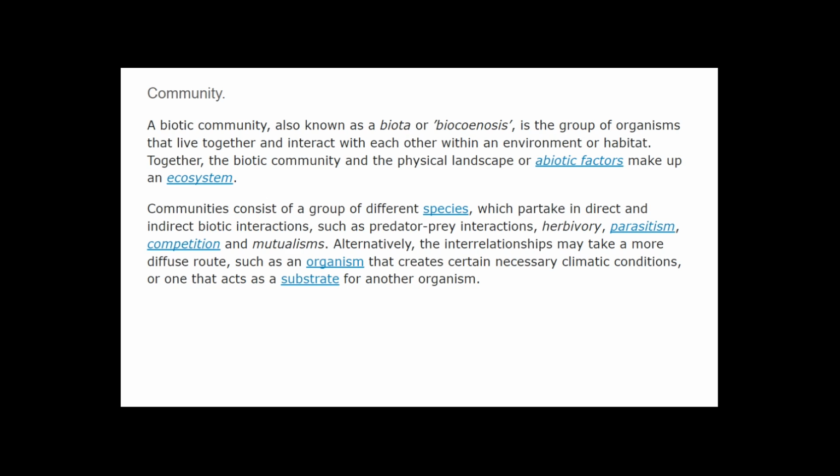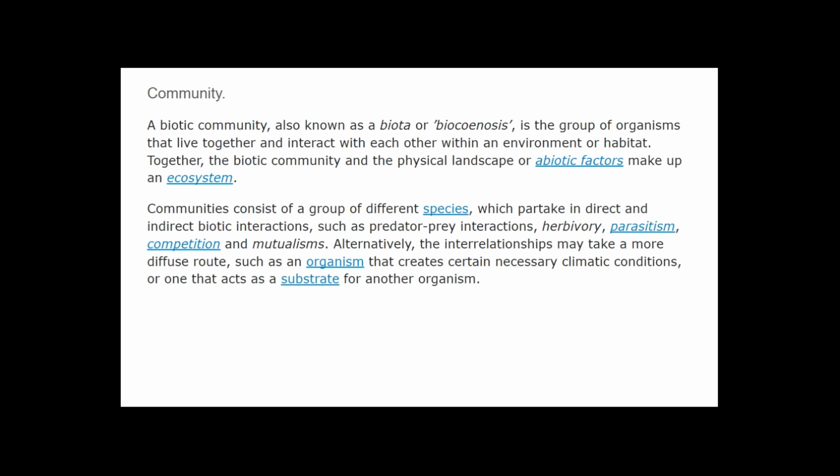So all members of a community interact with each other in different ways, such as a predator-prey interaction. We have a predator interacting with prey. You have herbivory, where we have herbivores eating plants. Parasitism, when one organism lives in another organism and harms it. Competition and mutualism, all of those are examples of biotic interactions.